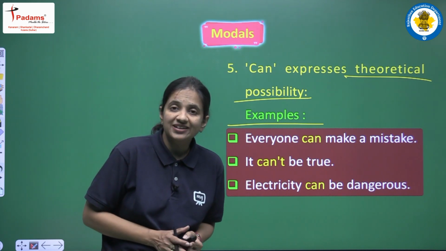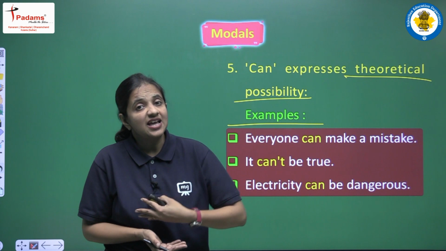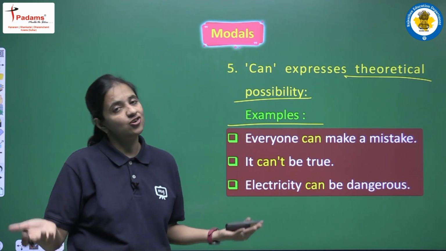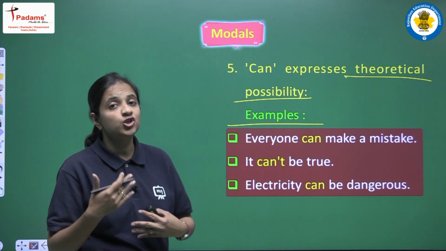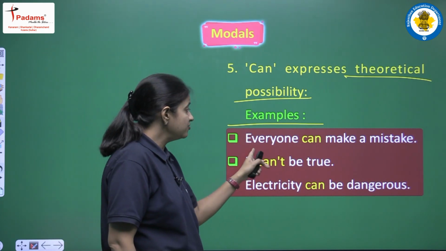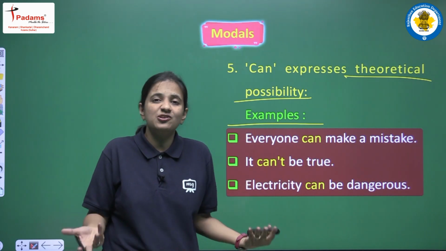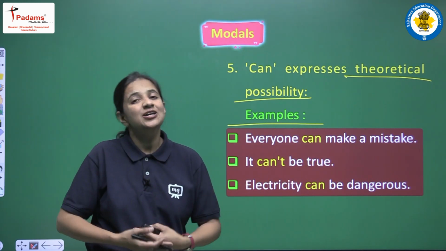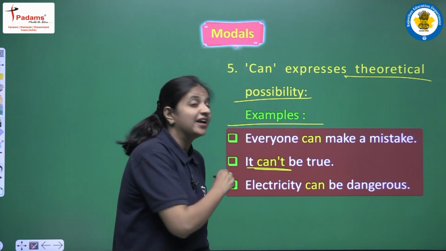So in this manner, we can say it is a very general possibility, that is applicable for all persons, for all people. So in that case we can use can, to show the possibility. Like the first one, everyone can make a mistake. So yes, it's a very general possibility, because we are all human beings, so we all can make a mistake.